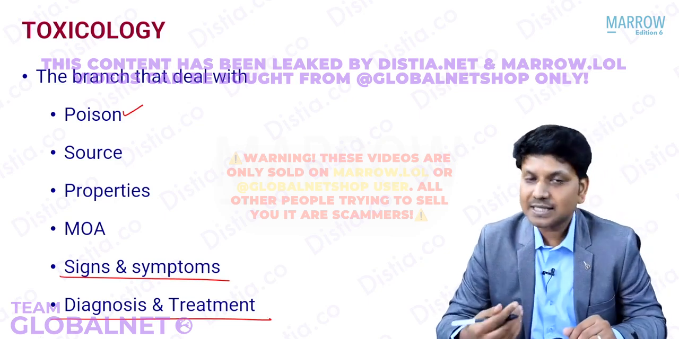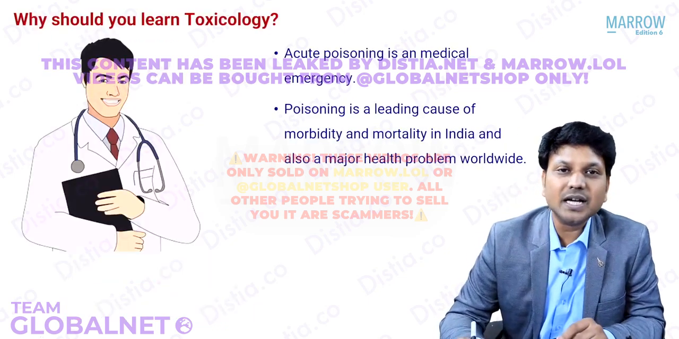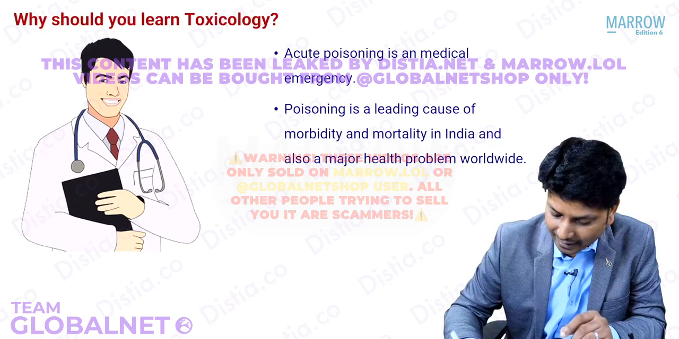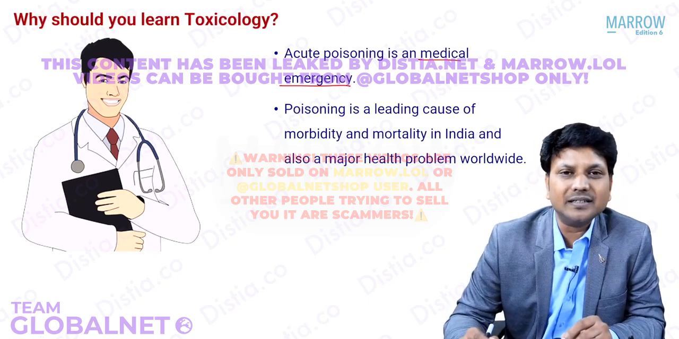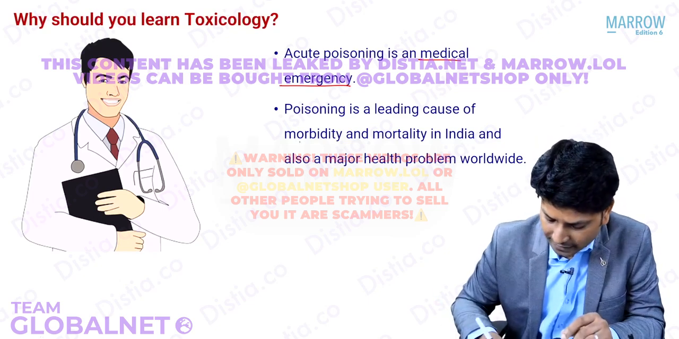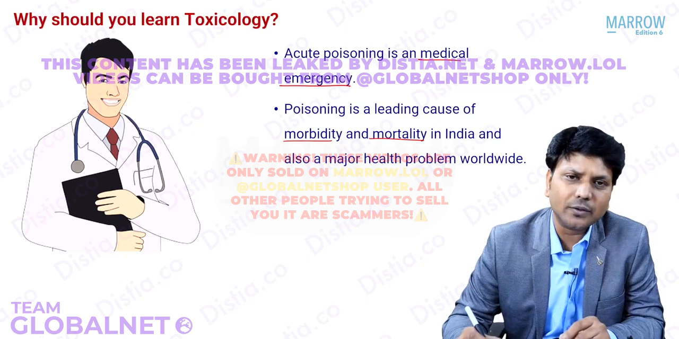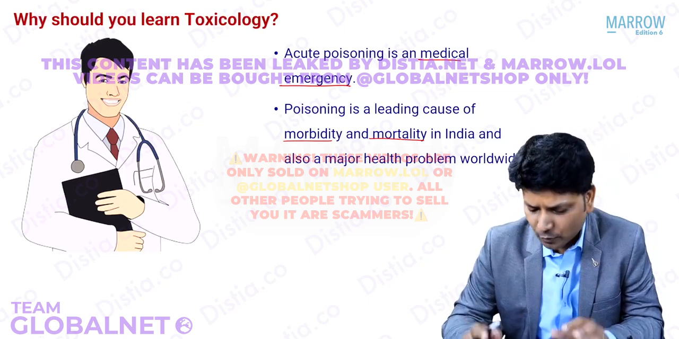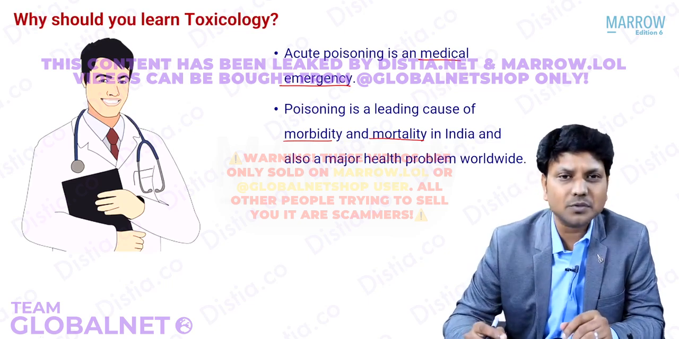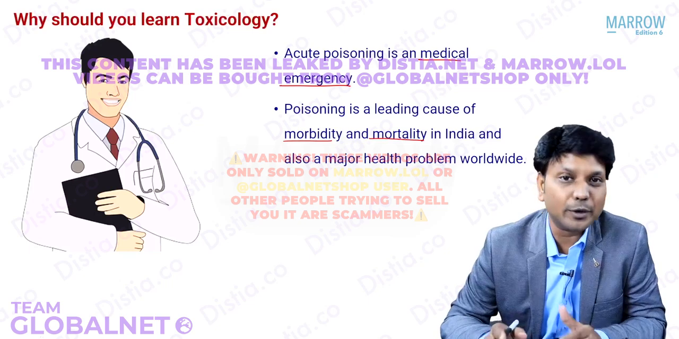As a medical student, why should you learn about toxicology? Acute poisoning is basically a medical emergency. Poisoning is a very significant cause of morbidity and mortality, not only in India but also worldwide. It may be accidental poisoning, suicidal poisoning, or homicidal poisoning. Particularly, suicidal poisoning is the second most lethal cause.